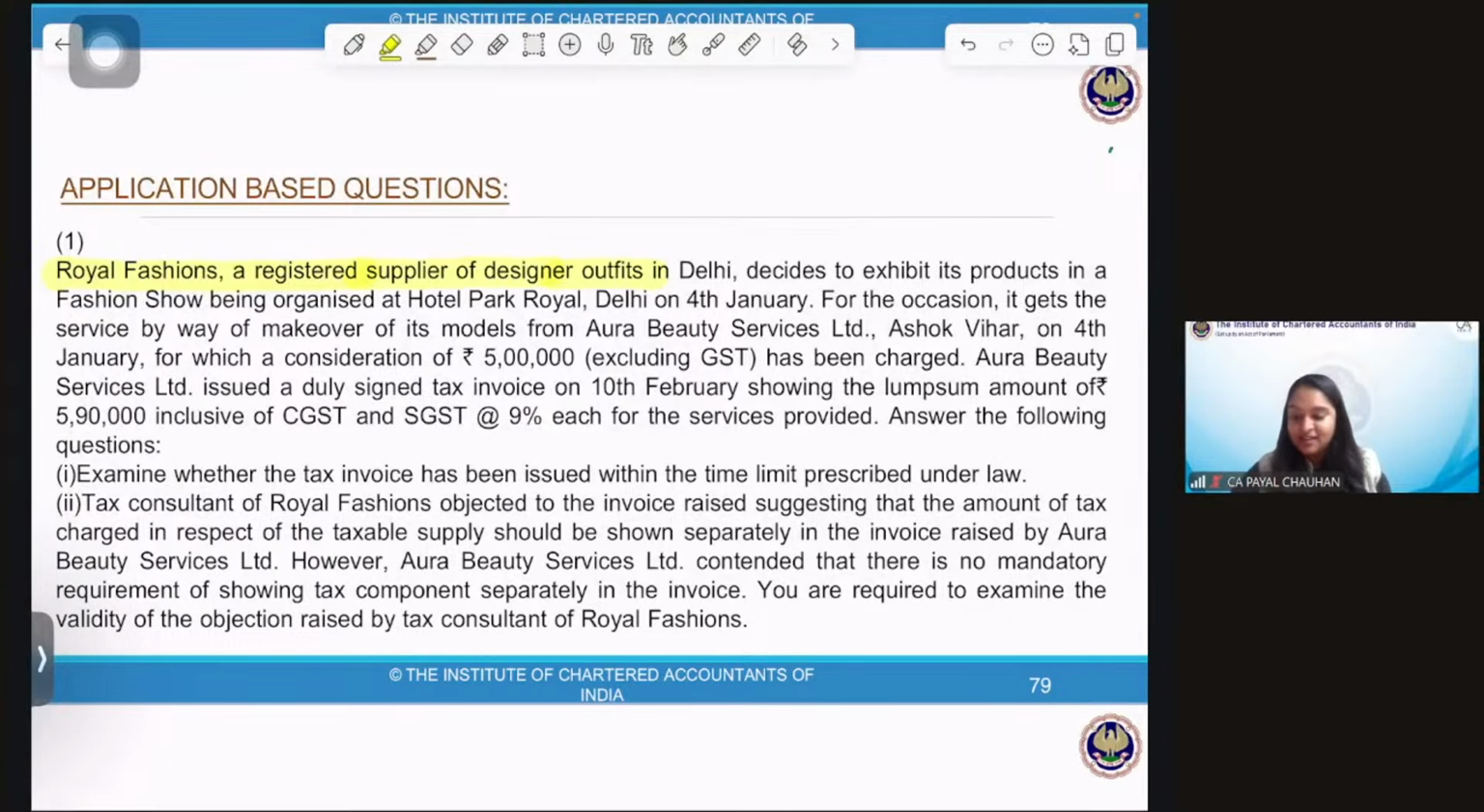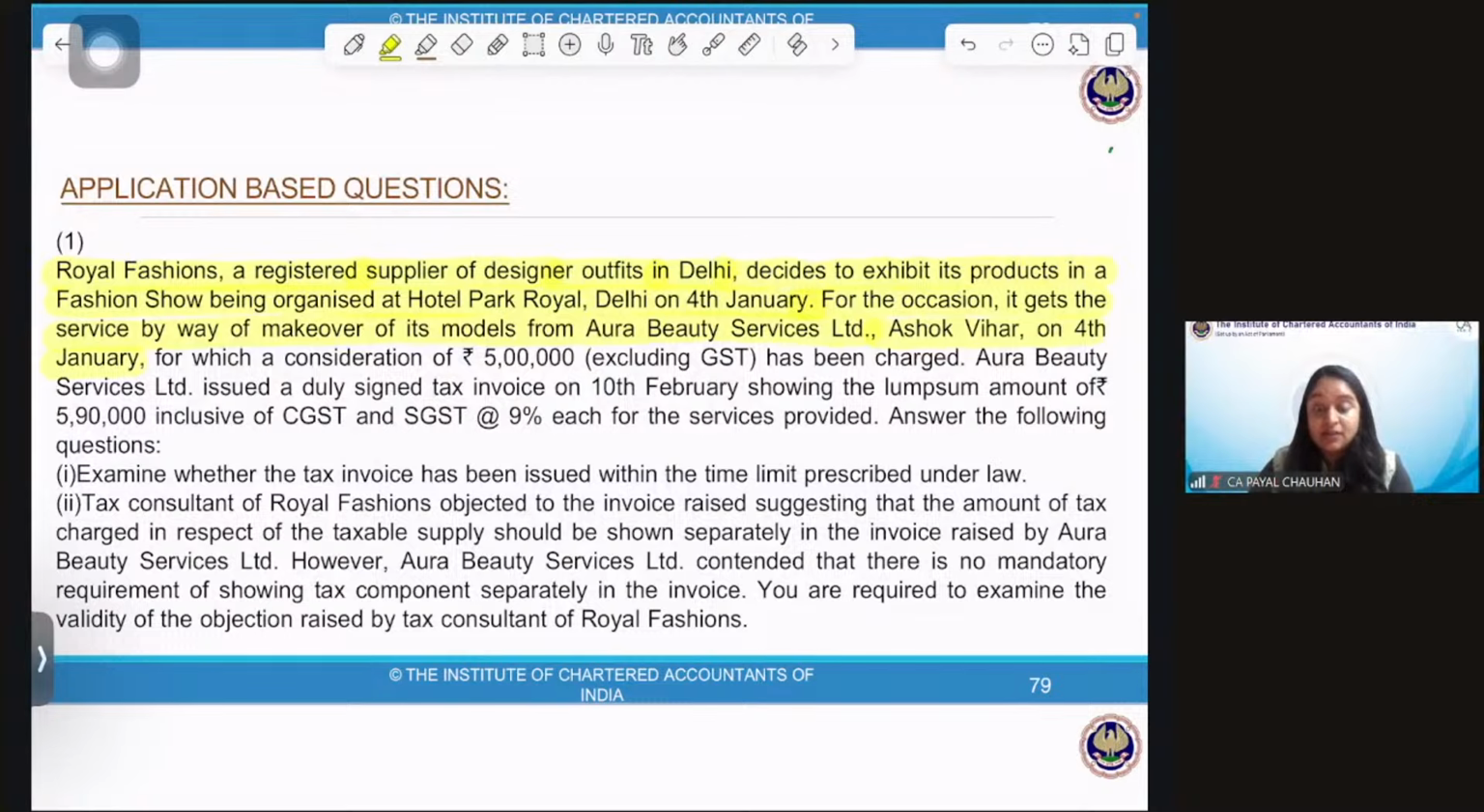A designer outfit supplier in Delhi decided to exhibit a product in a fashion show being organized by Hotel Park Royal Delhi on 4th January. For the occasion, it gets the service by way of makeover of its models from Aura Beauty Services Limited. Just imagine, the question was for outfits, and now they are telling that they have taken some beauty grooming services for their models on 4th January.